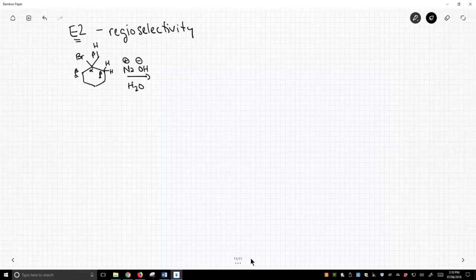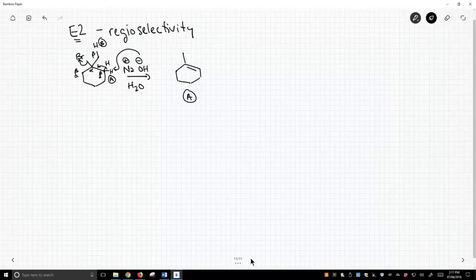As it turns out, the major beta hydrogen to remove is the lower one, and we'll call this A. And this hydrogen and its other two that aren't drawn, we'll call those B. And so what happens is our base attacks this hydrogen, as we saw before. The electrons kick in, and we can kick out our bromide, and that's going to give rise to this compound. We'll call this compound A because it came from the removal of beta hydrogen A.